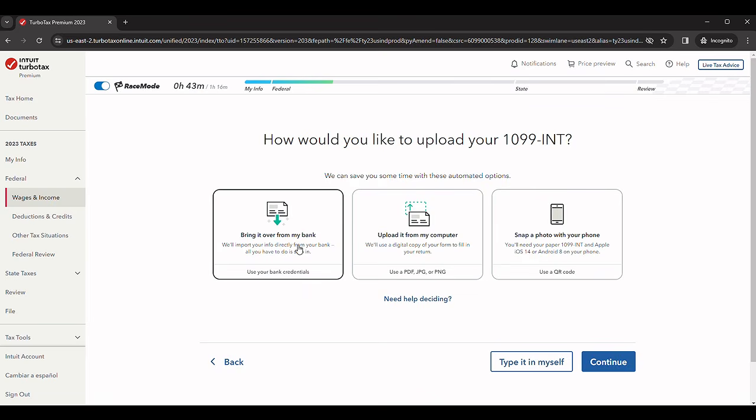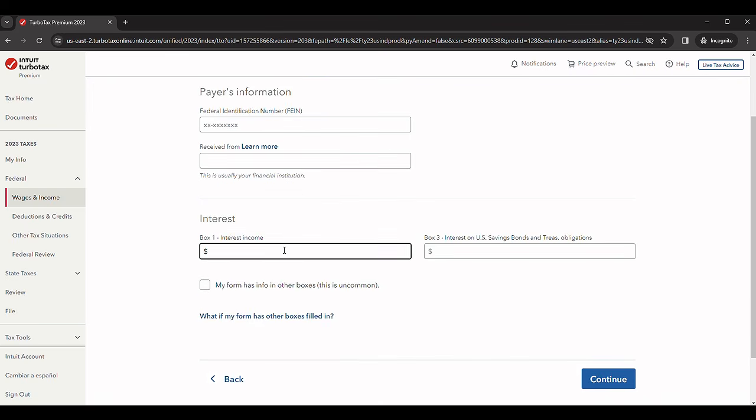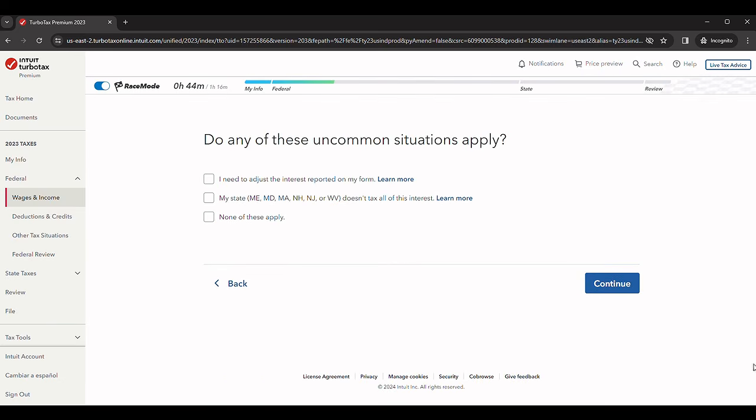You can upload the form as a file from your computer. You can send a photo, whatever you want. But I'm going to type it in myself. You can just look at your form, and it's very straightforward. How much interest income did you receive? If you received under $10, a minimal amount, they're not going to even send you this tax form, the 1099-INT. But in this case, let's just say that we received $100 in interest income. Just look at the boxes, populate them, and we'll continue.